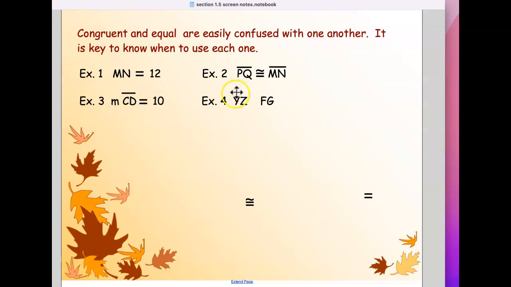And in example 4, notice that there's no segment symbols over the top, so they're saying the length from Y to Z and the length from F to G. So again, we would use the equal sign for those. So that's how you know whether to use equals or congruents.